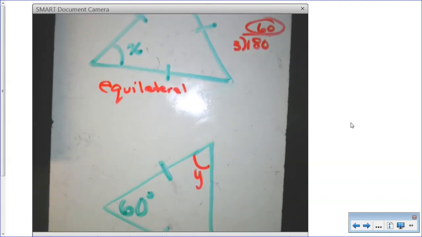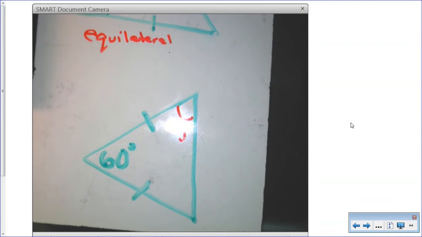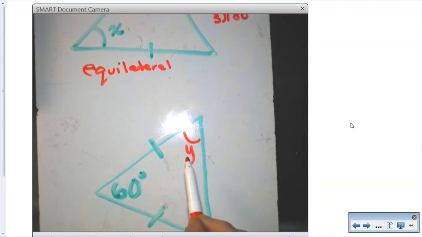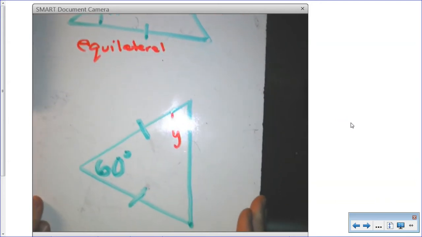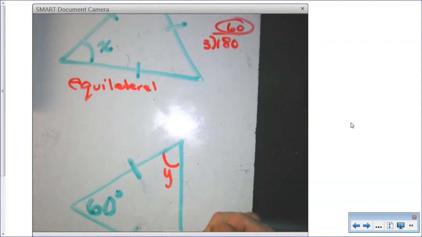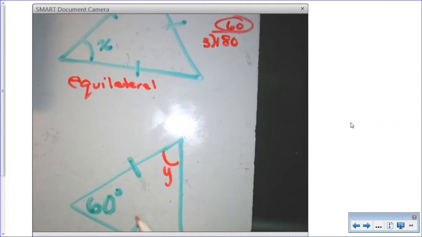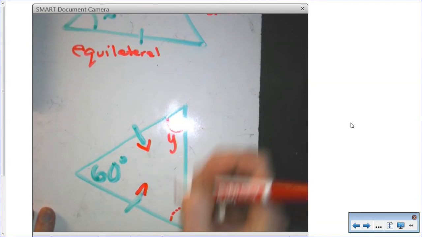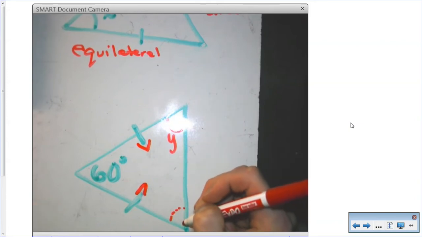Now down here, we have angle y in our red ink. So we need to figure out, angle y is hidden by a glare right now. We need to figure out what angle y is up here. And the issue here is that we don't know if this is equilateral or not. We know that it's isosceles. Okay, we have two equal sides, which means we have two equal angles. So angle y is being pointed to by this equal side, and this side is being pointed to by this angle over here. So angle y and this other angle are equal.